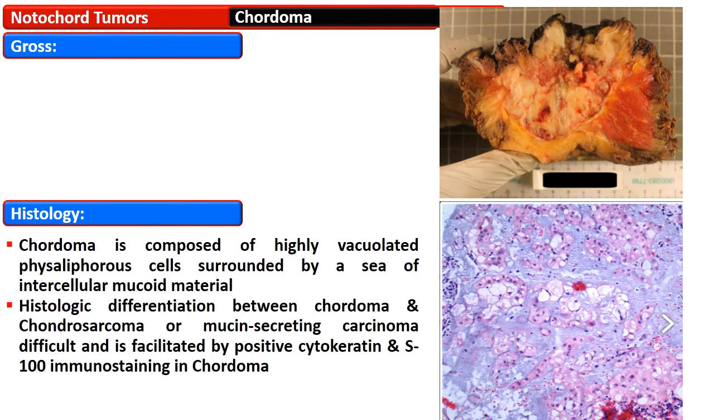It is histologically composed of highly vacuolated physaliferous cells which are surrounded by a sea of intercellular mucoid material. Histologically, it should be differentiated from chondrosarcoma and mucin-secreting carcinomas, and it is differentiated by positive cytokeratin and S100 immunostains.